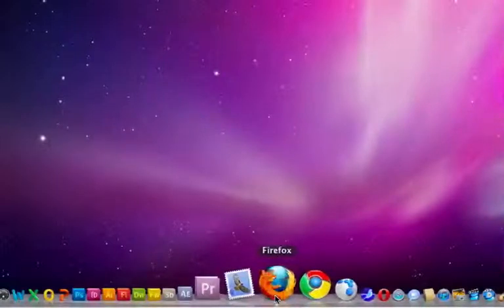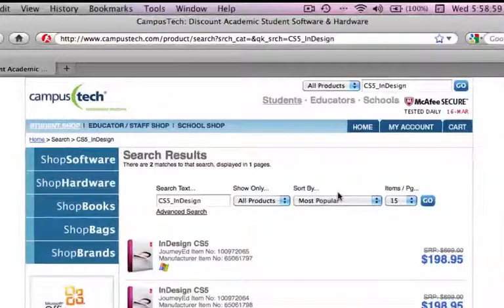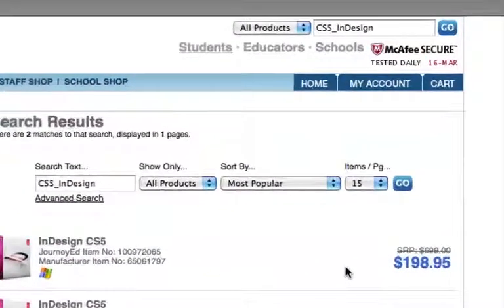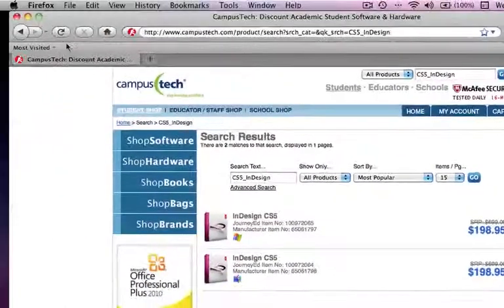And let me pull up a website very quickly. We can see the standard retail price on InDesign is $700, when Microsoft Word can design all the pages I need and want, and we can also see the educational price is $198.95.